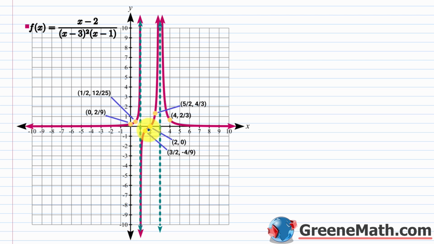Again, this is where we're going to cross through the x-axis. Remember that the multiplicity of that zero, when we got (2, 0), is 1, so that's why we're going to cross through. And then this right here is going to approach this way, and this is going to approach this way, and then this guy right here is going to come down and approach the x-axis but not touch it.